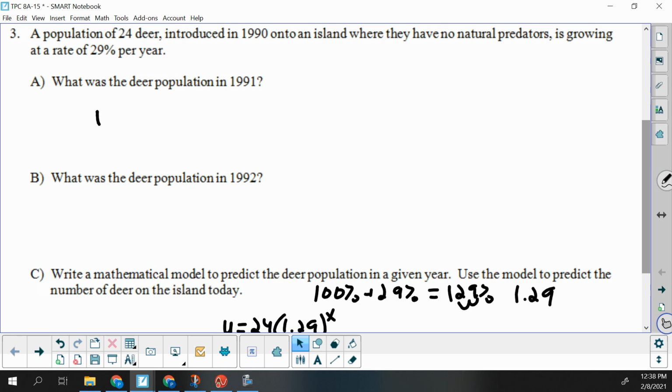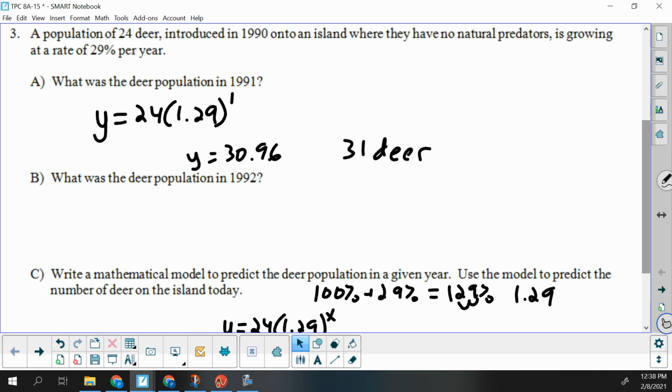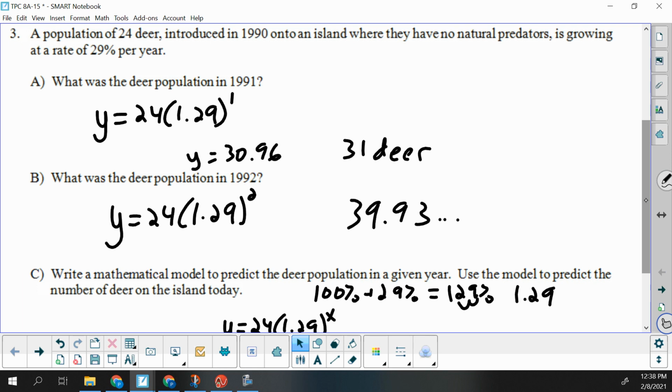In part A, we should have had y equals 24 times 1.29 raised to the first because it was 1 year after. So when you sub that in, you're going to get 30.96. This is a model that we're using to predict the deer. So the thing that best represents a whole number of deer would be 31 deer. For 1992, we're just subbing in 2. That should give us 39.93 and change. Again, what is the model best predicting? It is best predicting 40 deer.